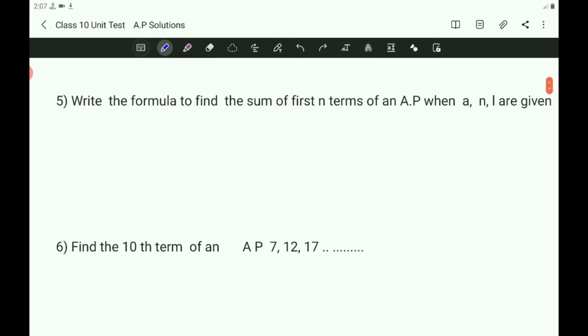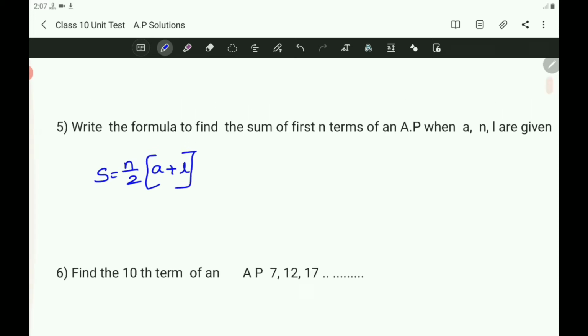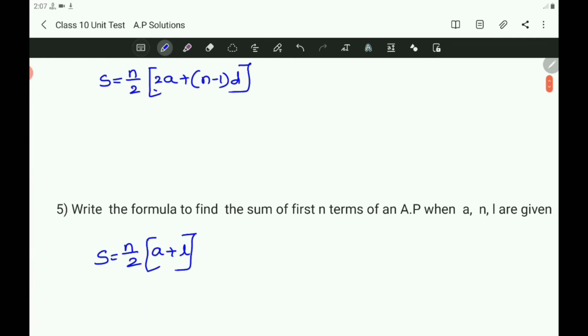Next, write the formula to find the sum of the first n terms of an AP when A, the first term, N, the number of terms, and L, the last term, are given. So write the formula S equals N by 2, which remains the same, and in the square bracket you must write A plus L, first term plus last term. Here, see, 2A plus N minus 1 into D, if you expand it, becomes A plus N minus 1 into D. Both are the same. Here the first term and last term are given.